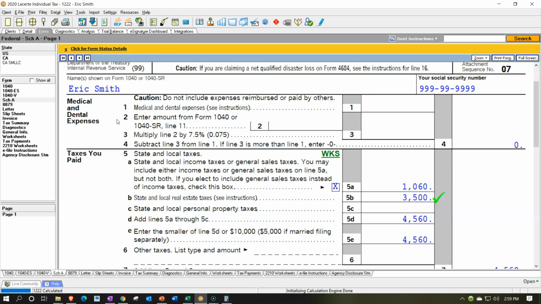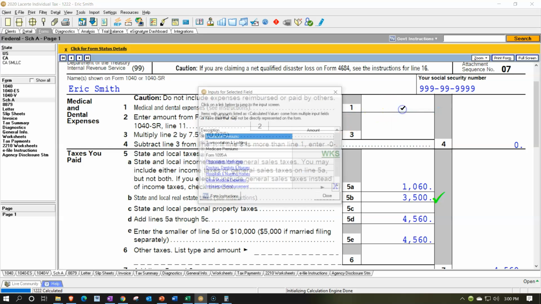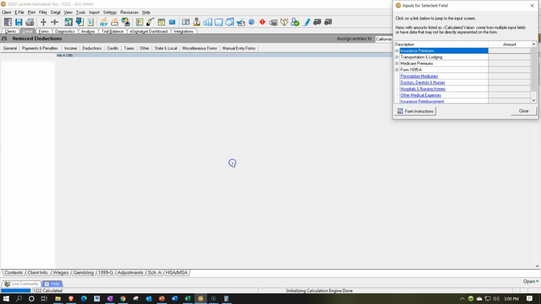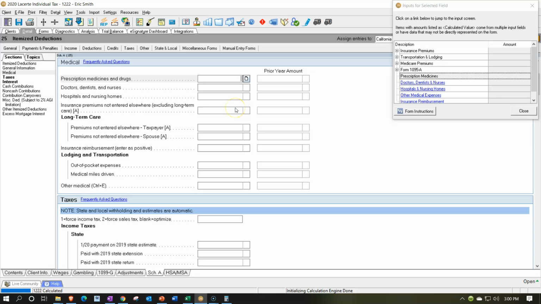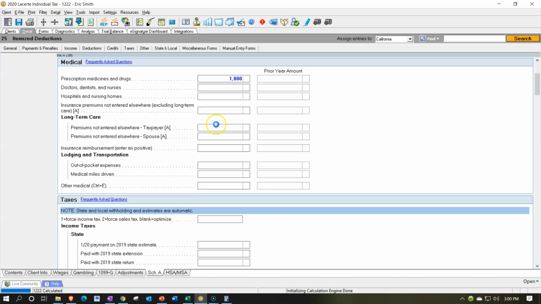We've got the medical and dental expenses. Now note that these medical and dental expenses have to clear 7.5% of the AGI before you get a benefit from them. So they're still severely limited. If you have someone with a high income, you still may not get any medical or dental even though they're itemizing. So if I jump, for example, and I say I want to look at prescription drugs, and let's say I put in here $1,000, and we're going to go back on over to the forms.